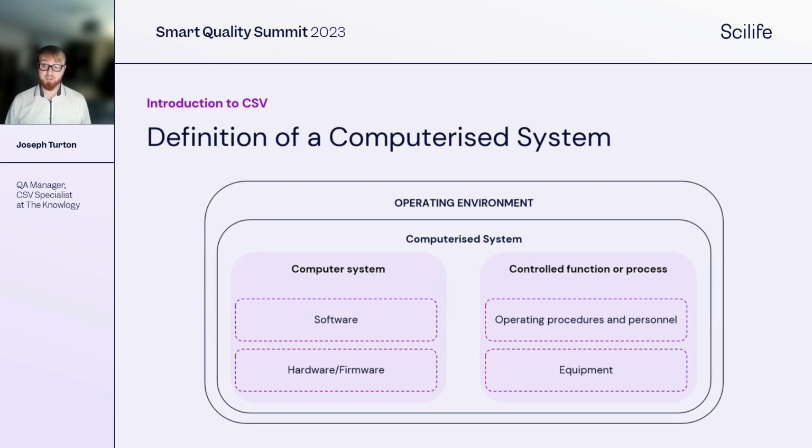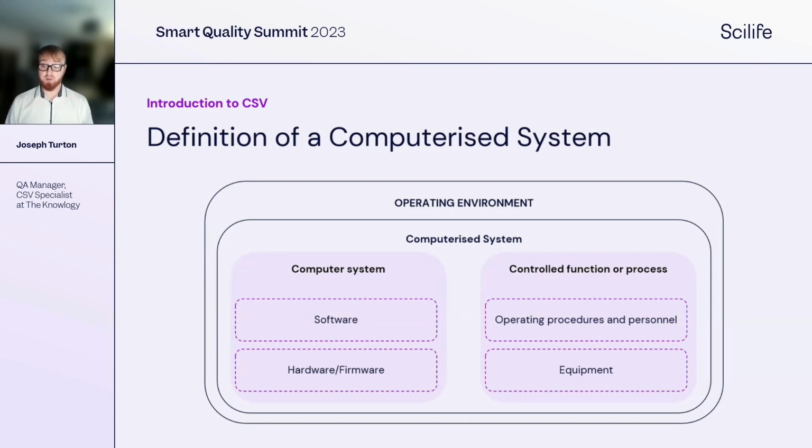Some questions you can ask yourself when considering what needs validation: are you using the system for a regulated process, such as a clinical trial, laboratory testing, or manufacturing operation? If the answer to that is yes, then you're going to need some CSV. Are you using the system for processing and storing data regulated by the regulations? Yes, then you're going to need some kind of computerized system validation.